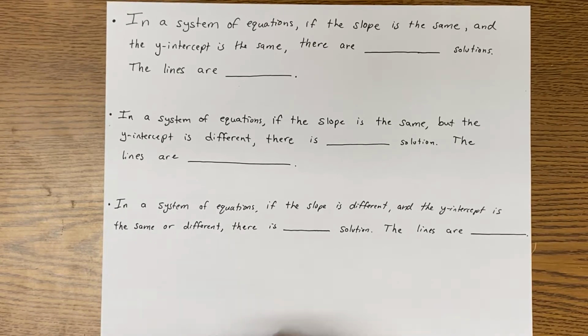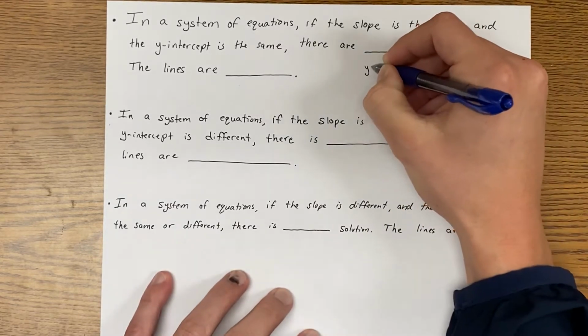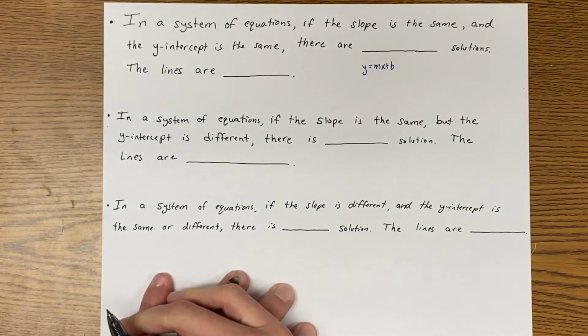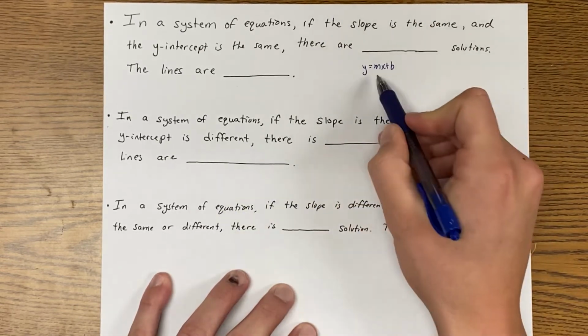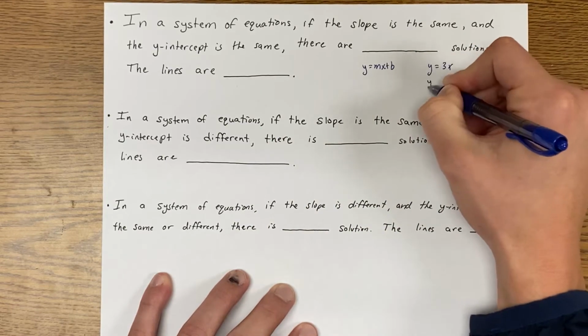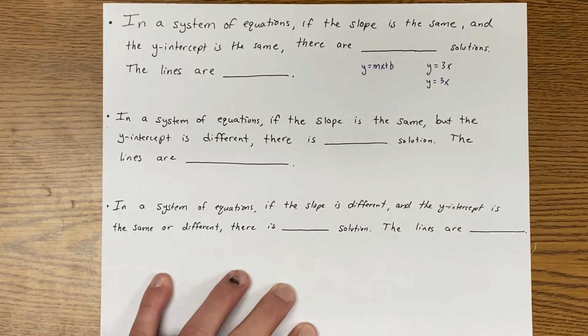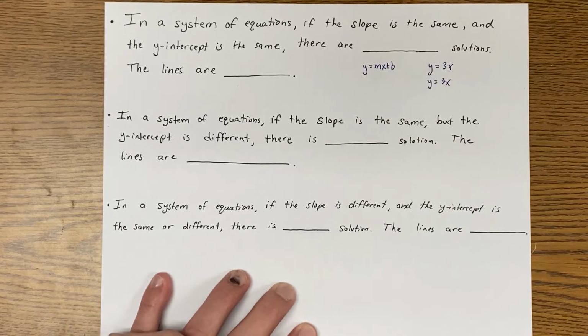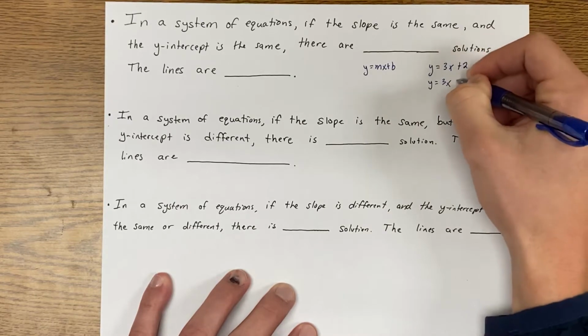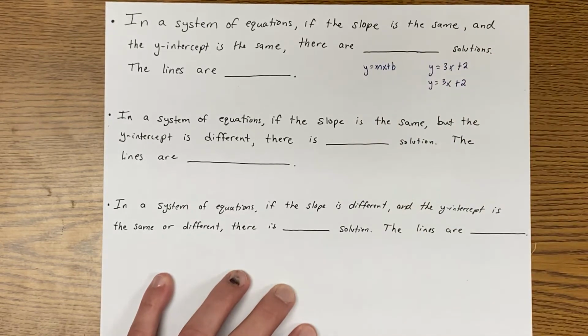So let's see if we can write an equation here. It says the slope is the same. So remember, we're going to have two equations, and they're both in slope-intercept form, y equals mx plus b. Slope is the same. That means m is the same number, right? So let's just say, for example, it's 3. And the y-intercept is the same. Well, y-intercept is b, so that means the b has to be the same. So let's just say y-intercept is 2.